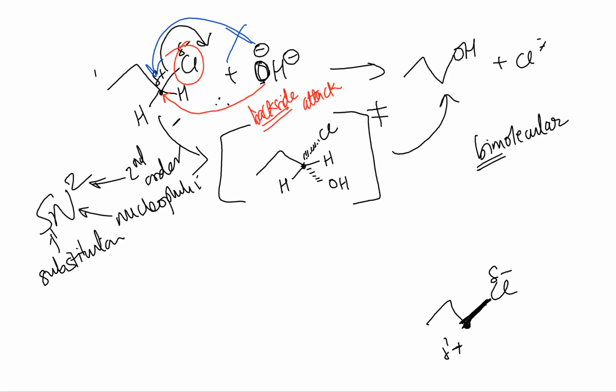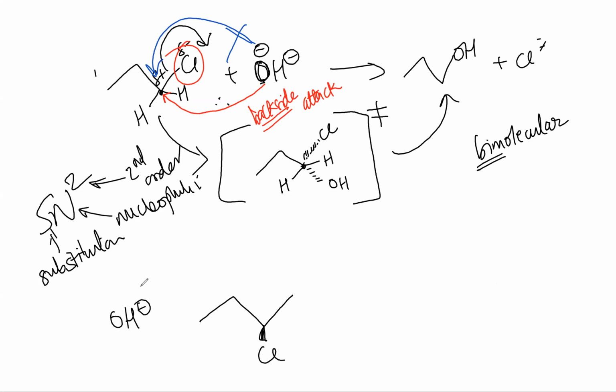So what does it mean when we say that we have a backside attack? Okay, so how does it matter to us where we write the arrow? Because that's the first thing that we think about. How does it matter? Well, it matters. Okay, so here is how it matters. Let's say that you have a chiral center here. And then when you have a hydroxide, the hydroxide is going to come from behind and kick this out.